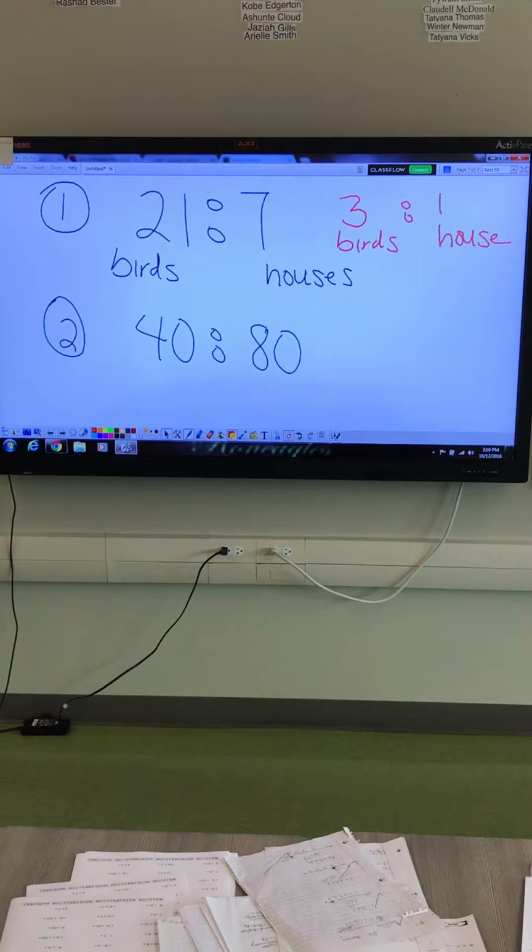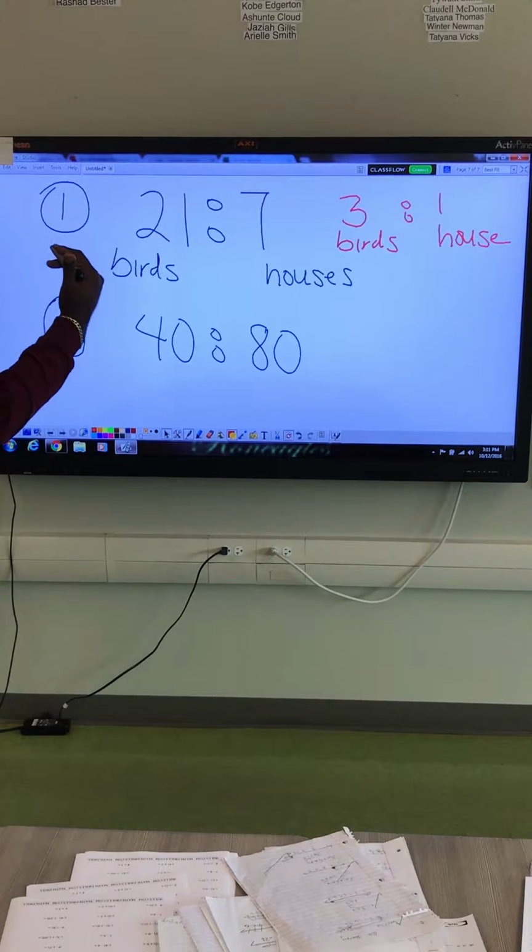Number 2, 40 to 80. So again, both of those numbers are even. We can divide them both by 2, but we're going to be here all day. What else can we divide by? Think bigger. We can divide by 4. We can divide by 5. We can divide by 8. We can divide by 10. We can still go bigger. We can divide by 20. And there's one more we can also divide by.